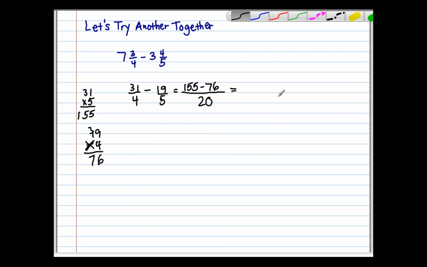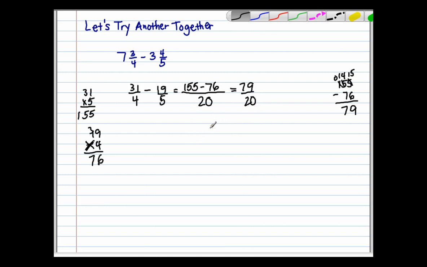Alright, let's perform some subtraction now. 155 minus 76. I have 15, borrow 1 from the 5. Okay, here we go. 15 minus 6, 9, and 14 minus 7, 7. Answer is 79 20ths.